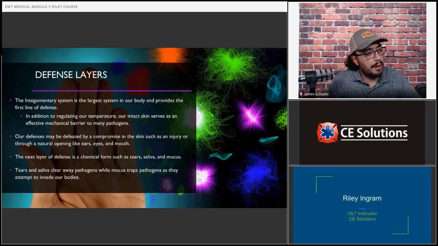The next layer of defense is chemical forms, such as tears, saliva, mucus. Tears and saliva clear away those pathogens, while mucus traps them where they are, like keeps them right there, coagulate, leave them alone. Don't travel any further as they attempt to invade our bodies.